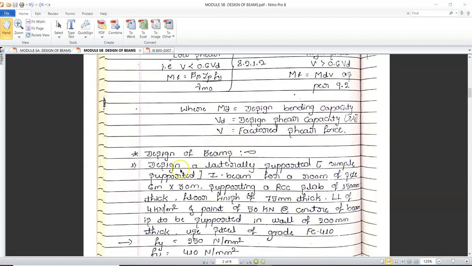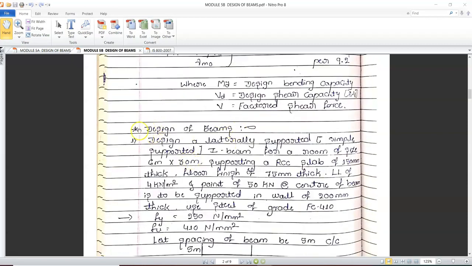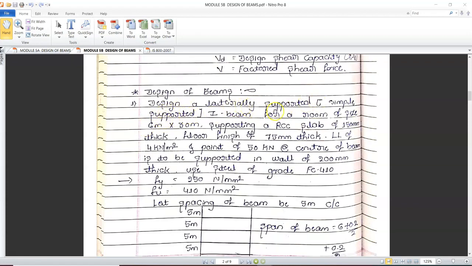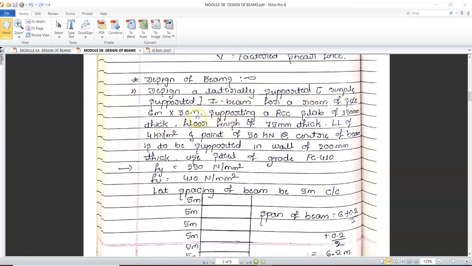Now directly today in this lecture, we'll be solving a problem on design of beams. Quickly noting down the problem. It says, design a laterally supported beam. Like told earlier, for your syllabus there is only the design of laterally supported beams and simply supported I-beams. Laterally supported beam and simply supported I-beam for a room of size 6 meter into 30 meter.